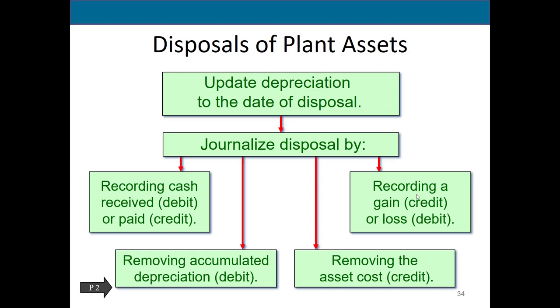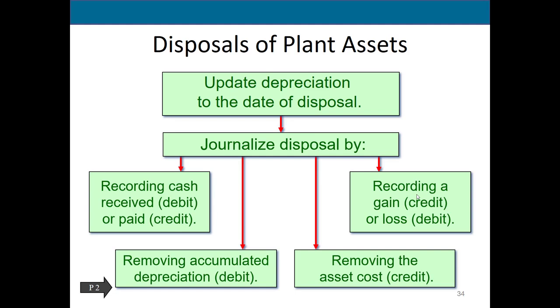So you need a plug number, right? You're either going to need a credit or a debit to make the journal entry balance. And the rules are, if that plug number is a credit, then you have a gain. And if it's a debit, you have a loss. That kind of makes sense, because aren't revenues credits and aren't expenses debits? So that kind of works here, right?